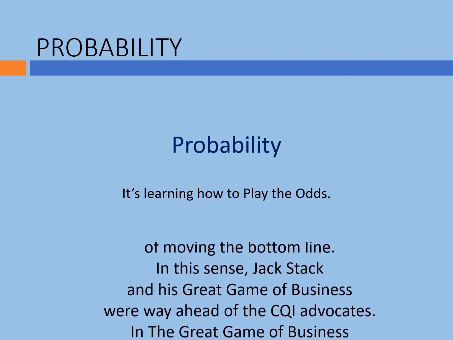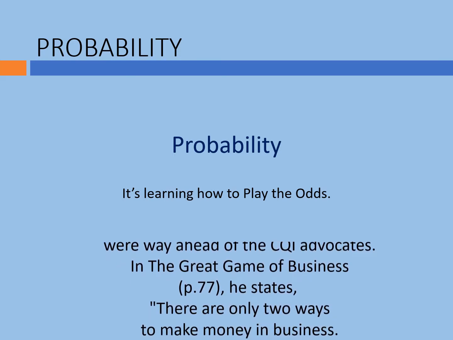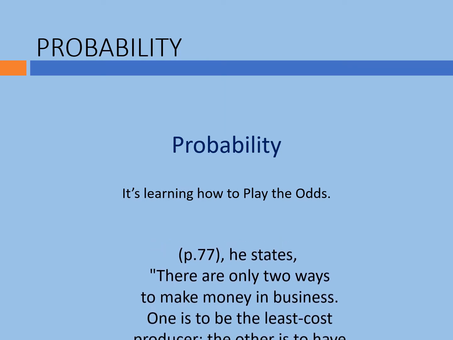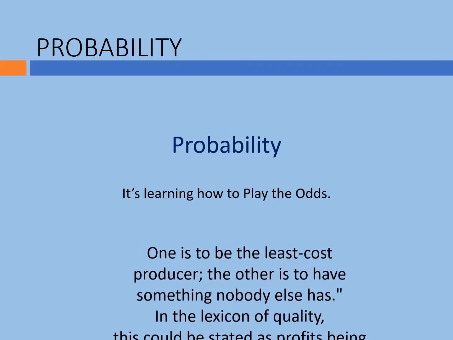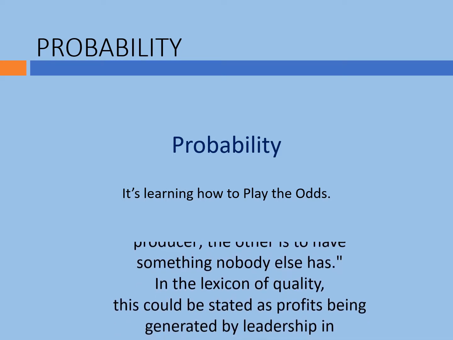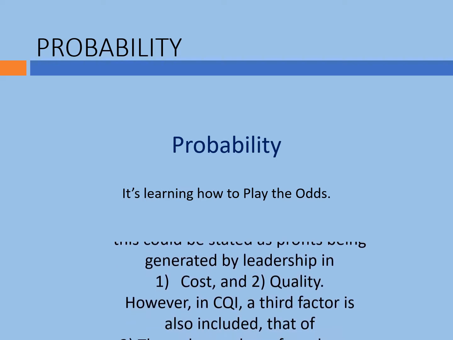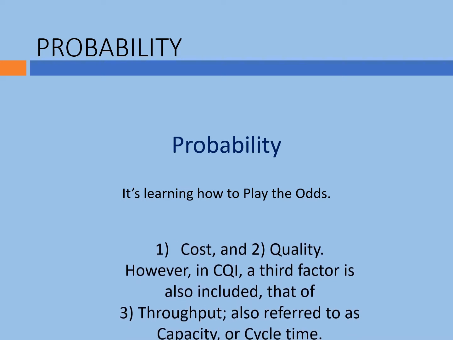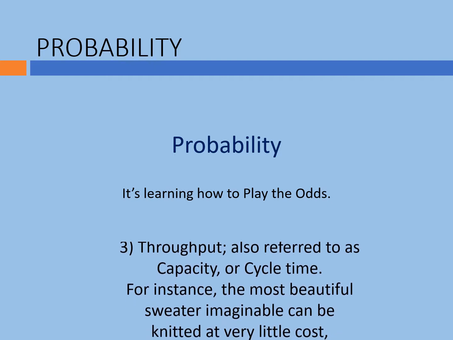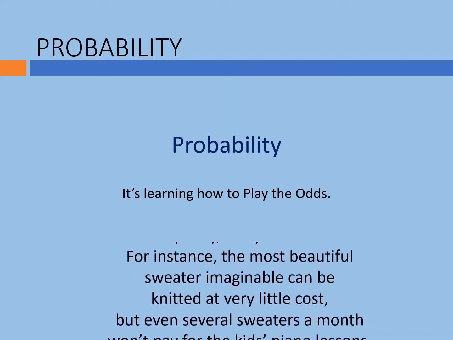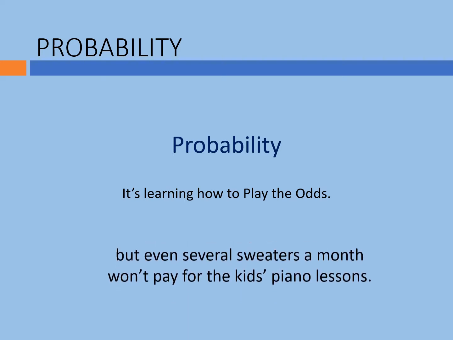In the Great Game of Business, page 77, he states, "There are only two ways to make money in business. One is to be the least cost producer. The other is to have something nobody else has." In the lexicon of quality, this could be stated as profits being generated by leadership in 1, cost, and 2, quality. However, in continuous quality improvement, a third factor is also included, that of 3, throughput, also referred to as capacity or cycle time. For instance, the most beautiful sweater imaginable can be knitted at very little cost, but even several sweaters a month won't pay for the kids' piano lessons.